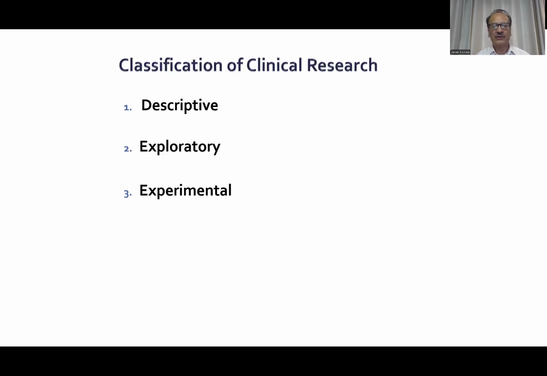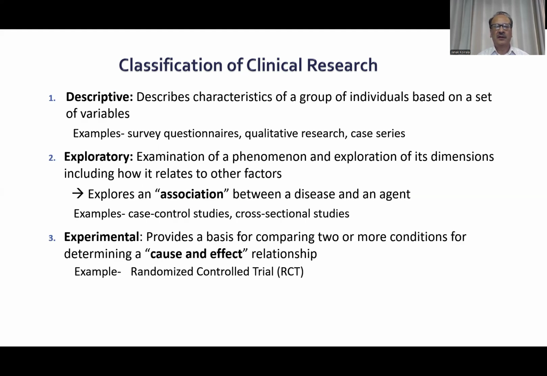On the other hand, once we are into clinical research, we have three major types of classification. One is descriptive, the second one is exploratory, and the third one is experimental. Descriptive is description of characteristics of a group of individuals based on a set of variables. So this can be done as qualitative research, case series, or survey questionnaires.